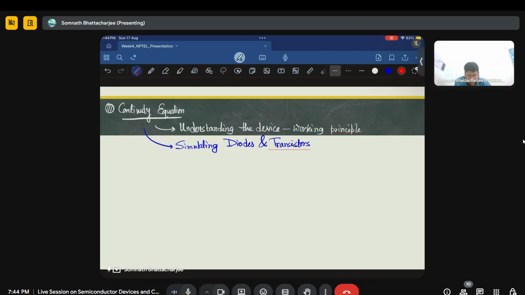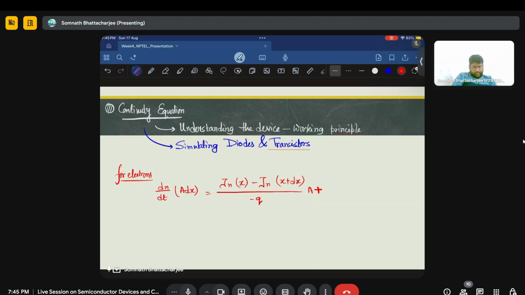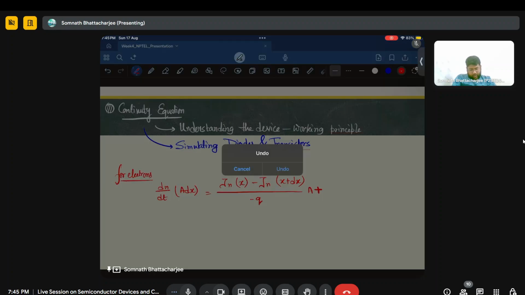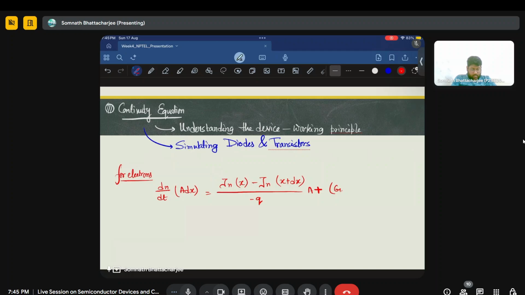So let me write it down. For the electrons, the continuity equation is dn/dt times A dx equals (Jn(x) minus Jn at a slightly displaced position) divided by minus q, times A, plus (Gn minus Rn), the generation and recombination rates, times A dx.